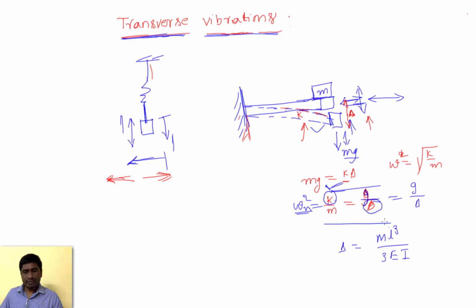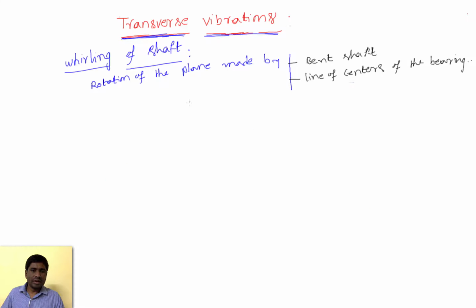Next, move on to the whirling of the shaft. We generally encounter many shafts situated in bearings, and sometimes the shaft is carrying some loads also. For example, I have a pulley like this at the middle of the shaft. This shaft is carrying this pulley, and this pulley is rotating like this. So because of this rotation of the pulley and the weight of the pulley, there is some vibration in this one.